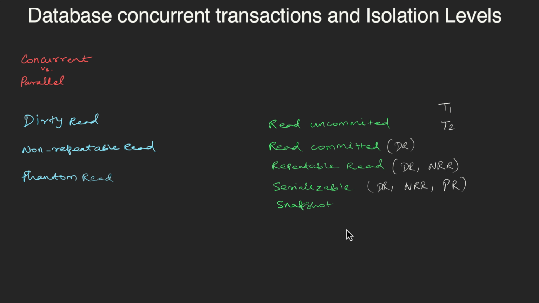Okay. So we looked at what concurrency and parallelism are. We looked at some of the problems with concurrent transactions. Then we looked at different isolation levels, and we also looked at what problems are solved by each of these isolation levels. Hope this is useful.